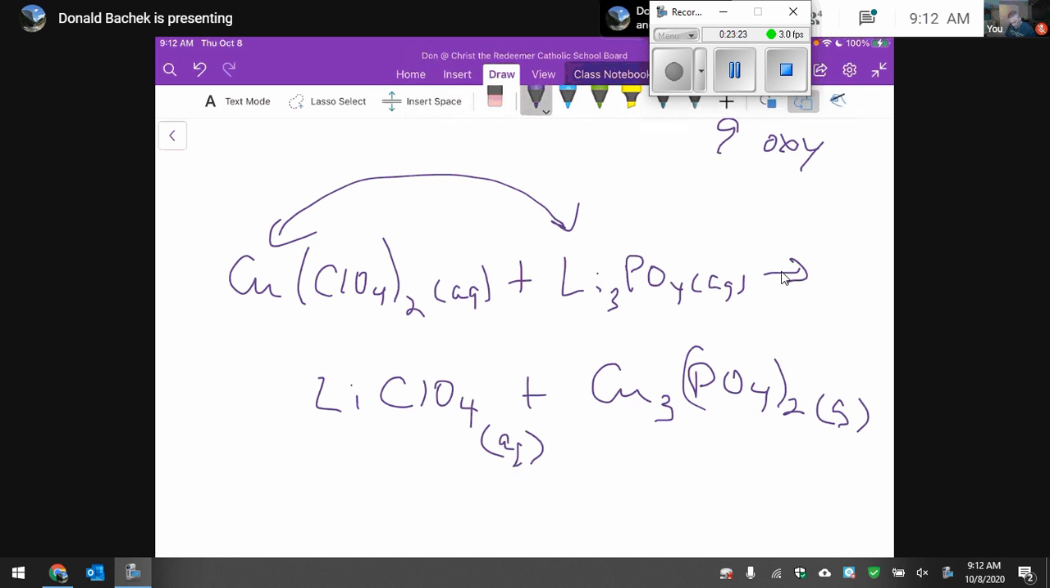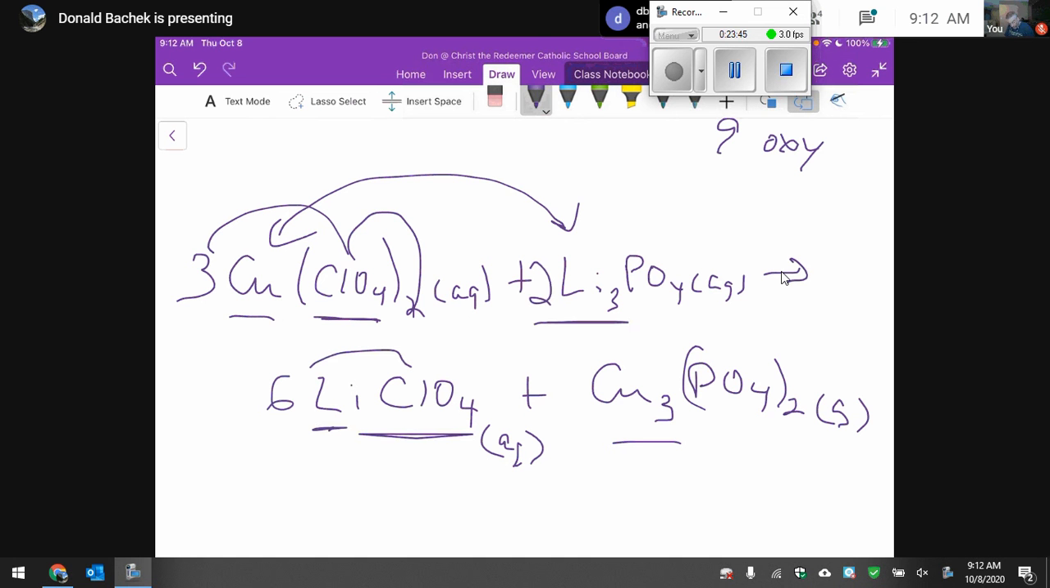Okay. Balancing. Let's see. Well, right here, I'd probably start in this case. I'm going to put a 3 in front of here for 3 coppers. I'm going to have 6 of these perchlorates, right? 3 times 2, 6. So I need to put a 6 here to get 6 of these perchlorates right here. I got 6 lithiums. 2 times 3 is 6 lithiums. And then I got 2 phosphates, and I got 2 phosphates. So we should be good.